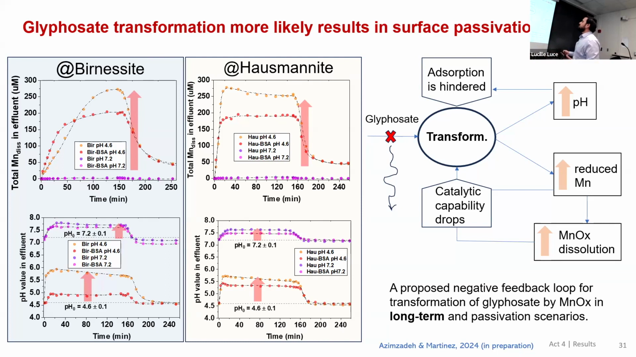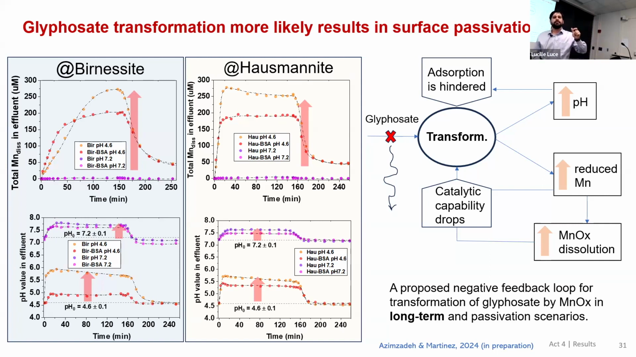And the transformation causes higher pH. That means we're going to have high pH in solution, which diminishes the transformation. We also have more soluble manganese in solution. That means a reduced surface. Again, it decreases transformation.